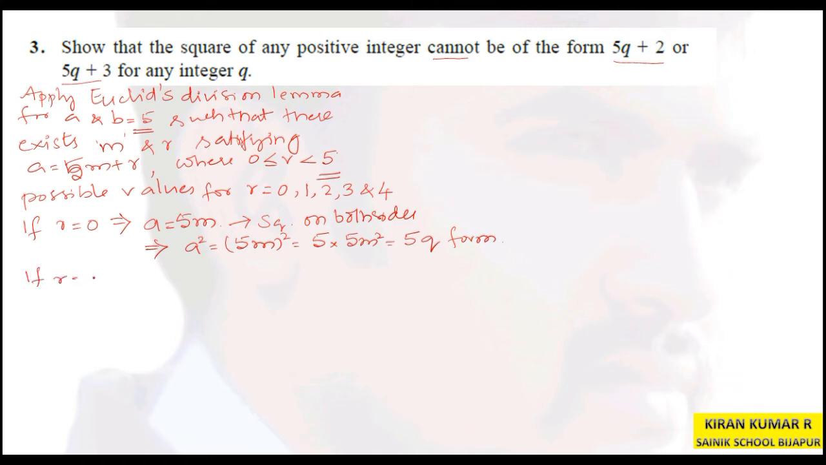If r is equal to 1, then a will be equal to 5m plus 1. Let me take this as a second step. a square will be equal to 5m plus 1 whole square. This implies a square is 25m square plus 10m plus 1. I can take 5 as common in the first two terms. It becomes 5 times 5m square plus 2m added to 1, which is 5q plus 1 form.